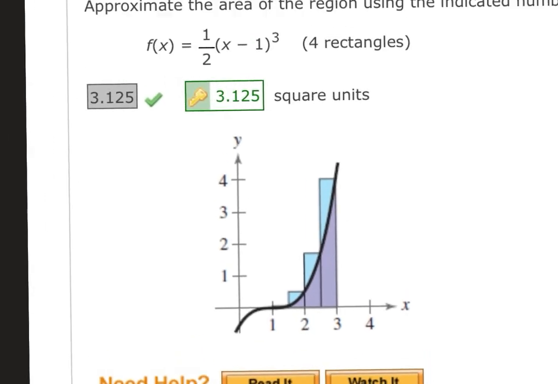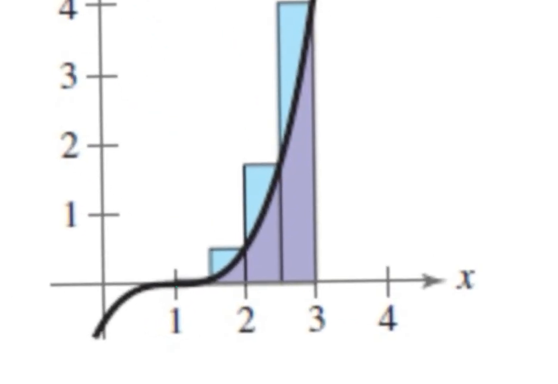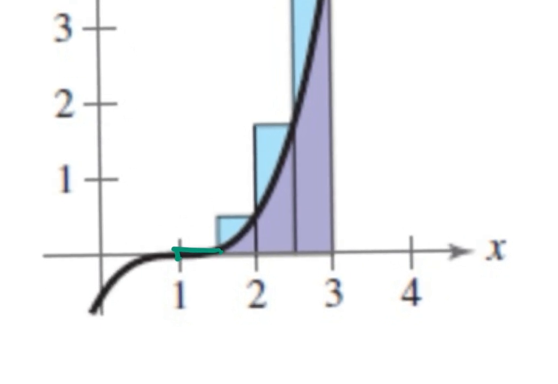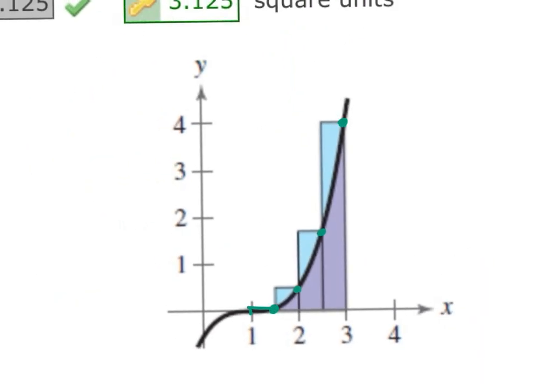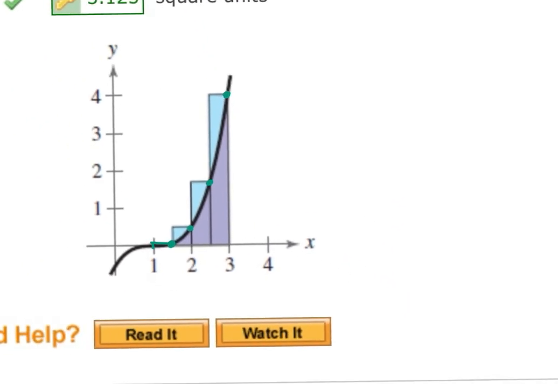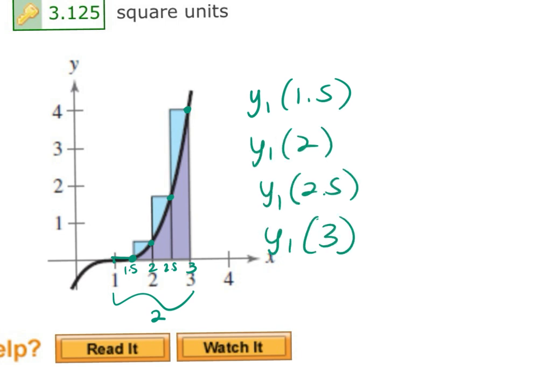This one I would say was tricky because it said there's 4 rectangles, but you almost don't see the first one. The first one would be under here, okay? And it's an overestimate because the corner that's hitting is the right corners of these. So it's actually hitting here. So you're going from 1 to 3. That width is 2. Cut it into 4 parts. That means each one is a half, but this is 1.5, 2, 2.5, and 3. So you're doing y1 of 1.5, y1 of 2, y1 of 2.5, and y1 of 3.